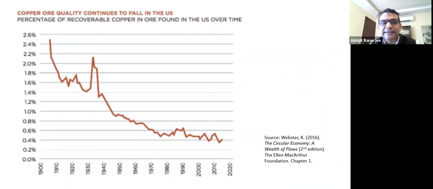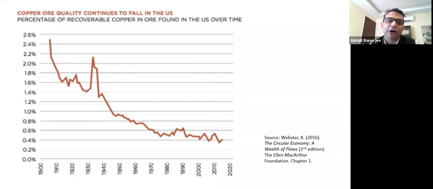We see that one of the reasons is that as we use up the best quality resources, we are left behind with only poorer and poorer quality resources. This particular example for copper ore shows how the copper ore quality has decreased over the last 100 years. 100 years ago, 2.5% copper ore was seen as a high quality ore. Now 0.5% is seen as a high quality ore. So you can see the stark difference. We are using up the best quality, we are left with worse and worse quality, which automatically means that we have to dig up more stuff just to get the same amount of copper.